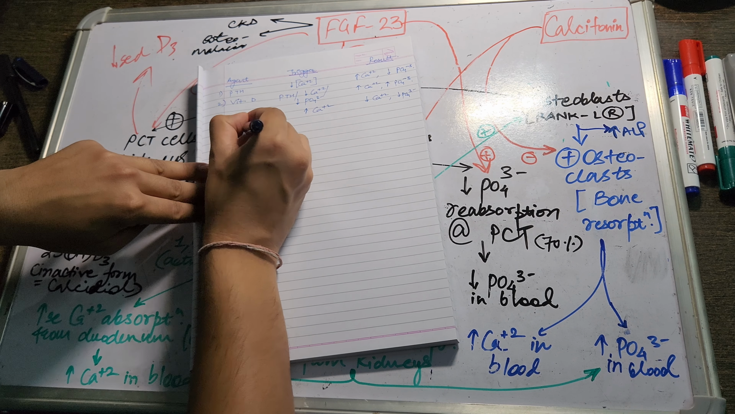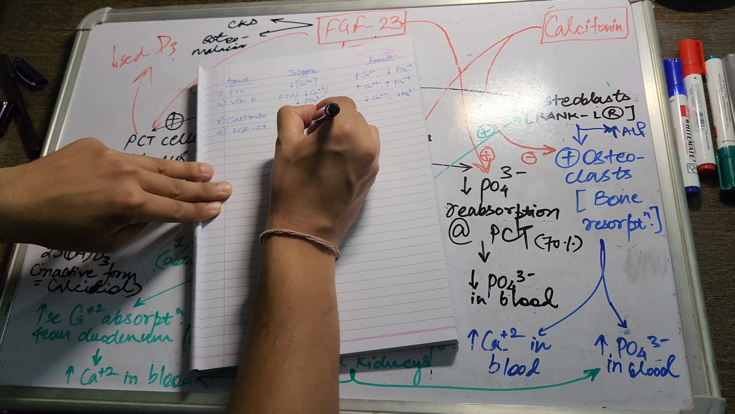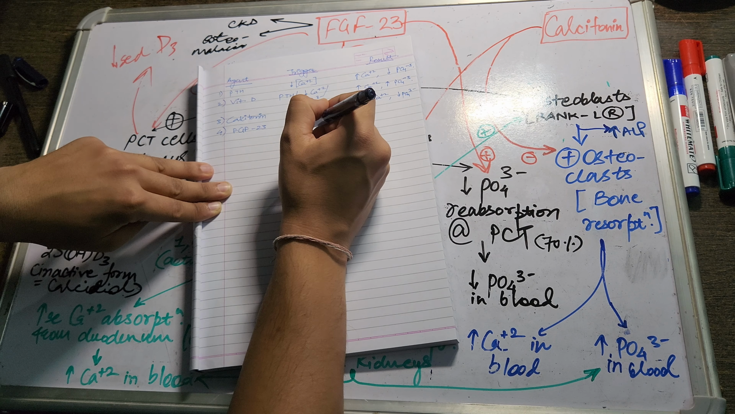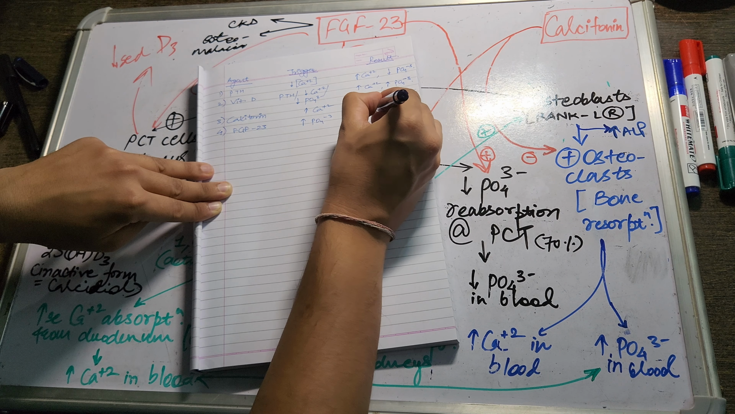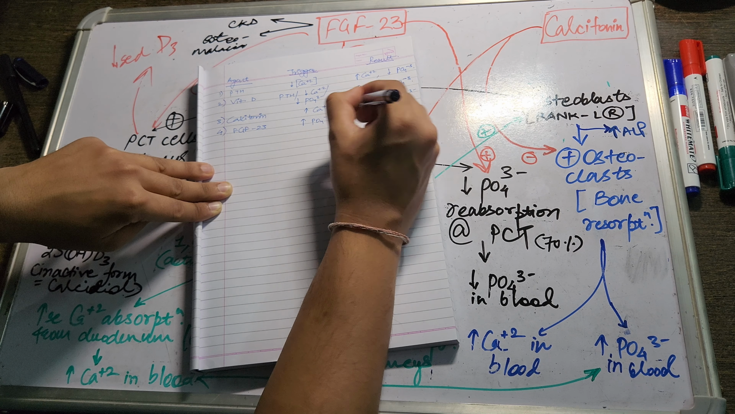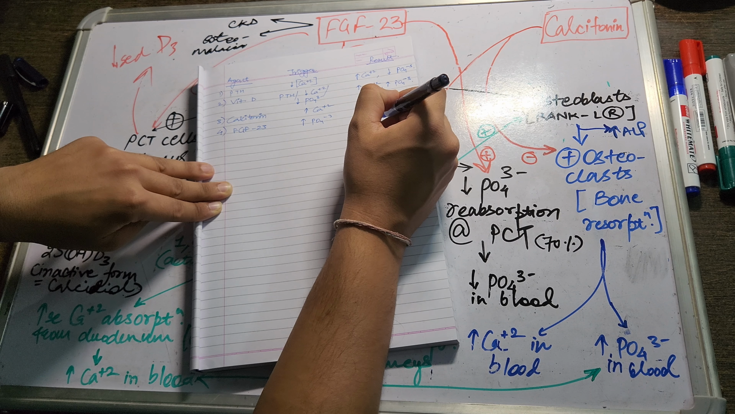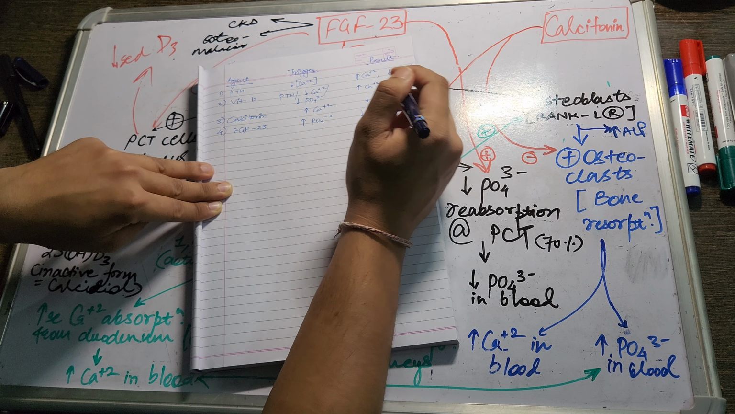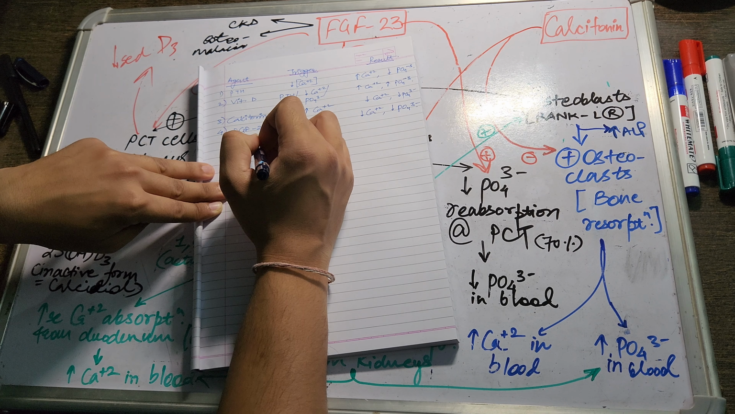Now FGF-23. FGF-23 is a phosphatonin. The main trigger is whenever there is increased phosphate concentration in the body, FGF-23 is produced. And what does FGF-23 do? It inhibits vitamin D, so it will inhibit calcium absorption from the gut, so calcium is decreased, as well as it inhibits the reabsorption of phosphate from the kidney, so phosphate concentration will also decrease. So this is the summary of these four agents.